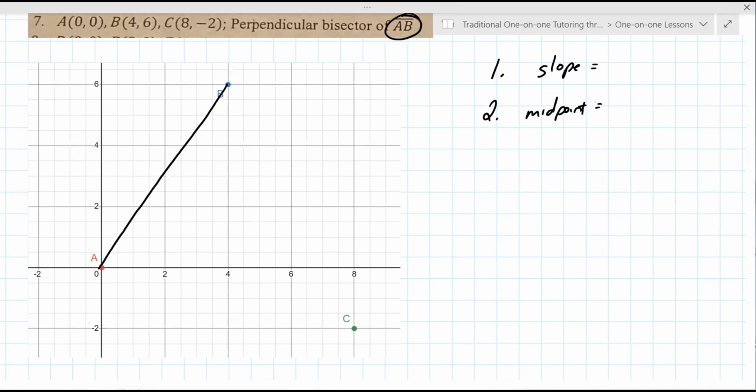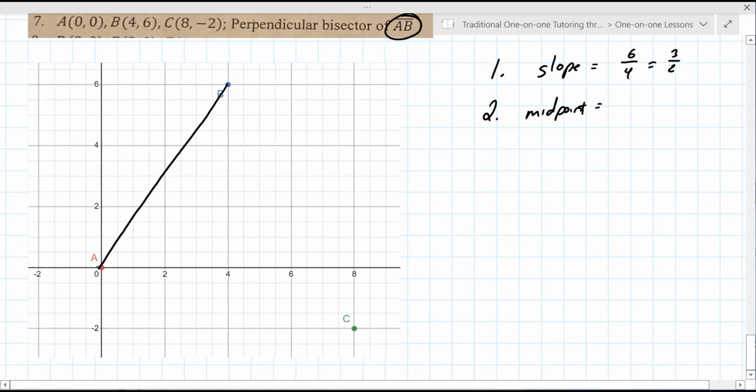All right. Okay, -6 over... It's from left to right. 6 over 4. Okay, so 3 over 2. 3 halves, perfect. What is the midpoint?